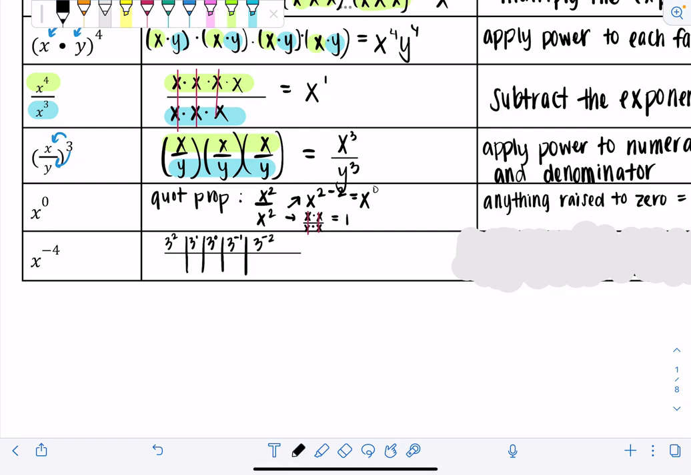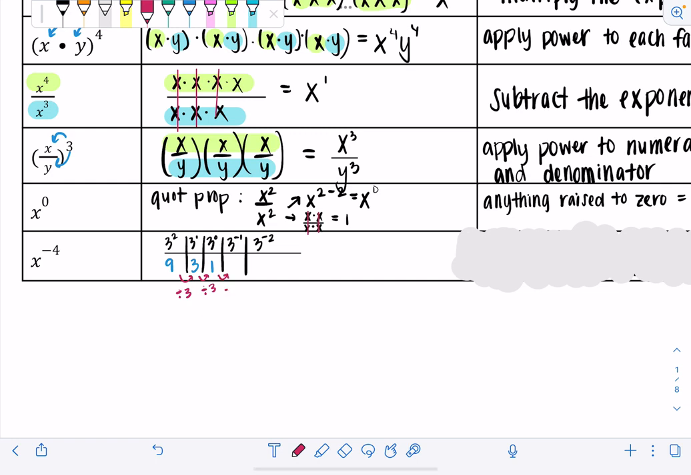So 3 squared, we know that that's 9. 3 to the first power, we know that's 3. 3 to the 0 power, we just learned that would be 1. So now if we look at the table, we can establish a pattern. Each time, 9 divided by 3 would be 3, and 3 divided by 3 equals 1. So every time we go down the bottom row of the table, we're dividing by 3 each time. So we can continue to divide by 3 to figure out the rest of our table.